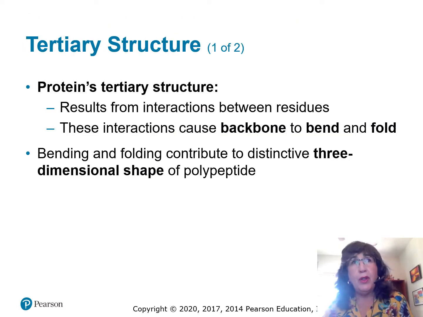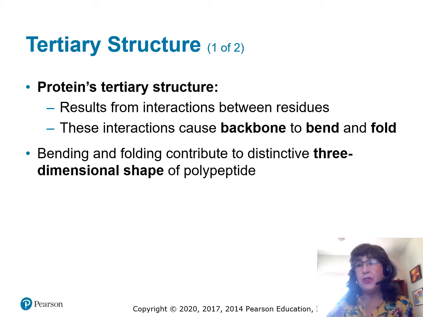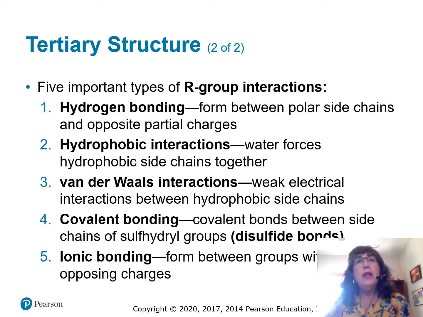The third level is the tertiary structure, and this results from interactions between the R groups. So these cause the backbone of the protein to bend and to fold, and it further gives shape to this three-dimensional structure. So what are the ways that R groups can interact and form ways that keep the three-dimensional structure of a protein? Well, one is hydrogen bonding.